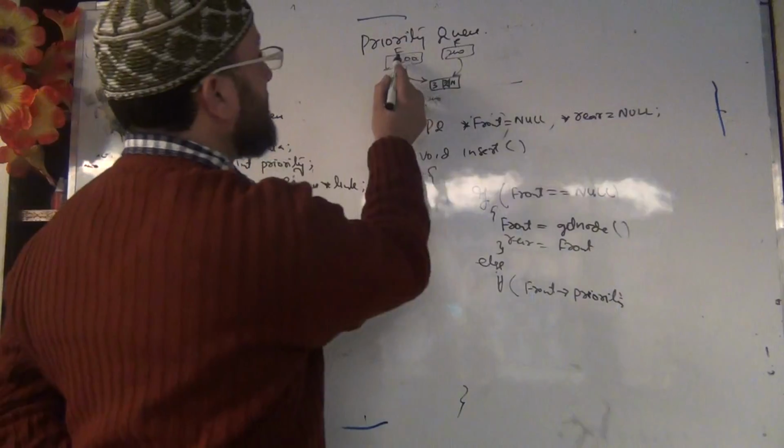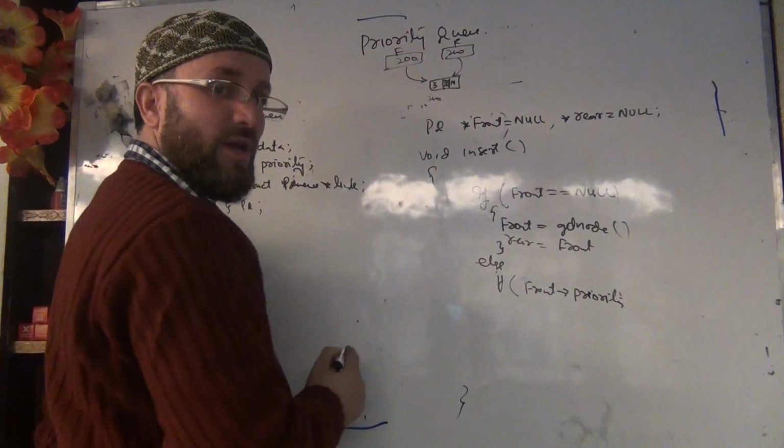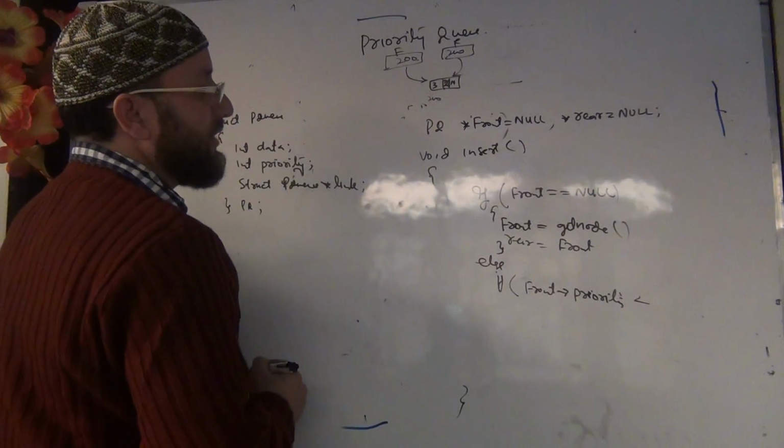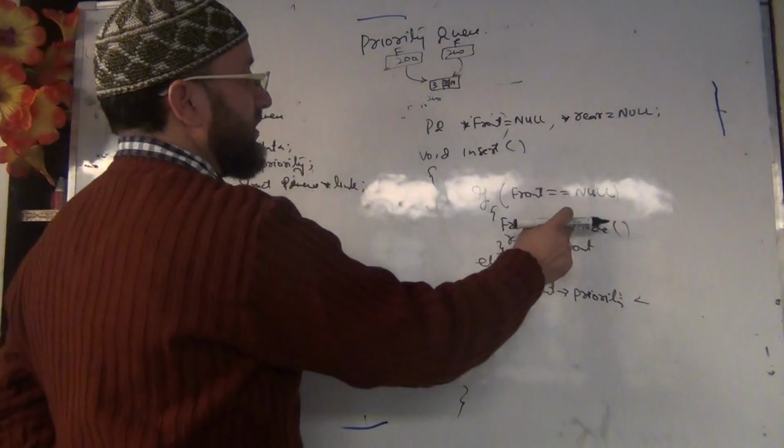That means to see front, there's this arrow priority. Okay? If it is less than fresh arrow priority, so better I do what? I will not say get node, that's what I was telling you before.